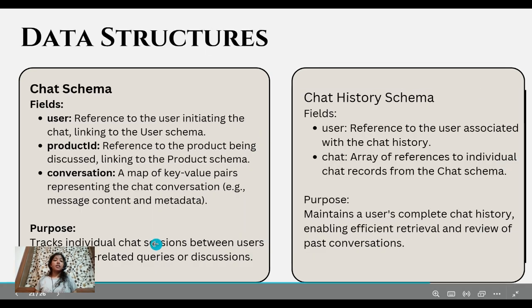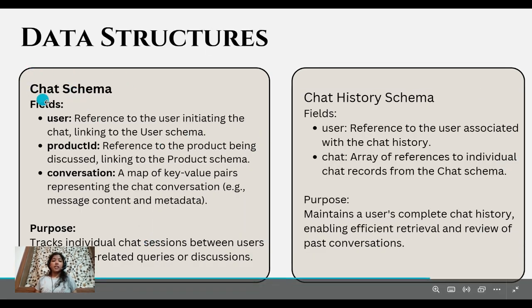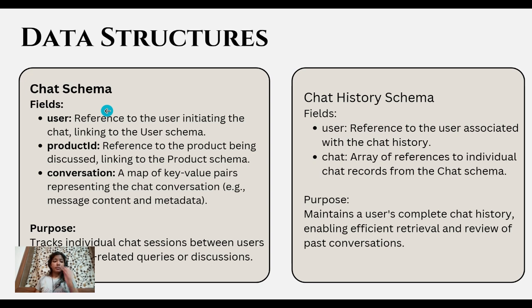And next is the chat schema. Here the chat schema consists of all the chats of a certain product of a certain user. It contains user, product ID, and all the conversation of a certain product of a certain user. And the chat history schema shows all the chats of different products of a particular user.